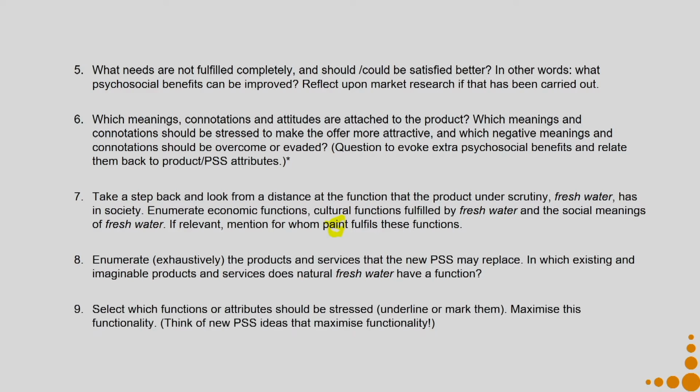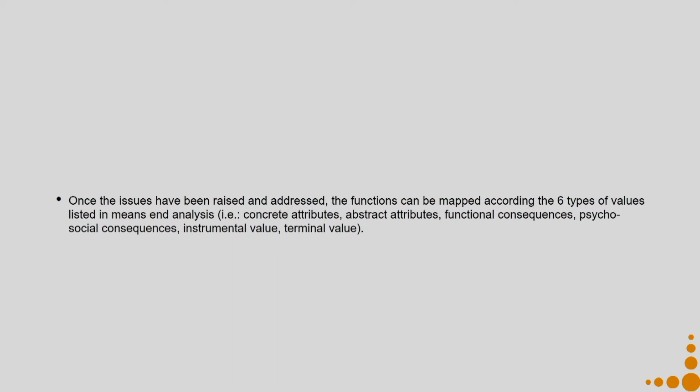After you have done this, select which functions or attributes should be stressed, and maximize those functionalities. Think of new PSS ideas that maximize those functionalities. Once that brainstorming is done, following the needs and function, you brainstorm on each and every question. Then you again go back to your six type values listed in means and end analysis. With all those keywords, you generate much more keywords than what you generated in the means and end analysis. Your scope of thinking widens, and you again do the same process. But of course, this will take much longer than the means and end analysis.